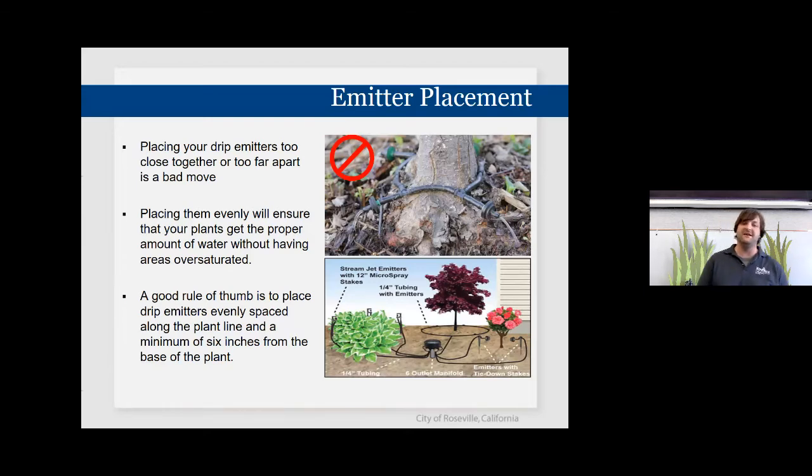You want to place them evenly to ensure that your plants get the amount of water without having areas oversaturated, and you want it at least 6 inches away from the base of the plant. Sometimes, especially if you have young trees that are going to get larger and larger, you're going to have to make adjustments, and that's just something you have to be aware of. Yes, drip and shrubs are low maintenance, but occasionally you've got to do a little maintenance out there and move that drip so that it's still a safe distance away from whatever plant you have planted. Next slide.